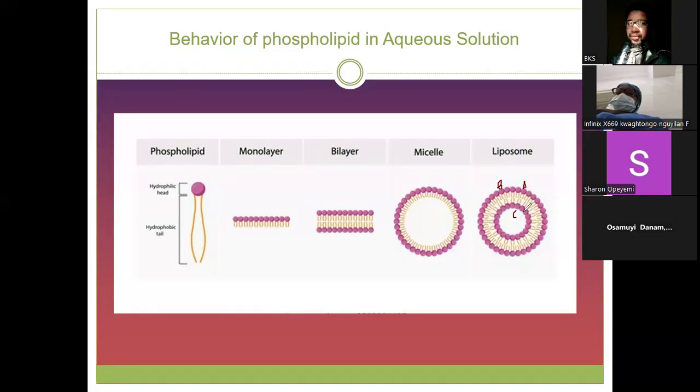Therefore, immune cells responsible for clearing unwanted substances in the body will now take it up and then digest it. Is that clear now?